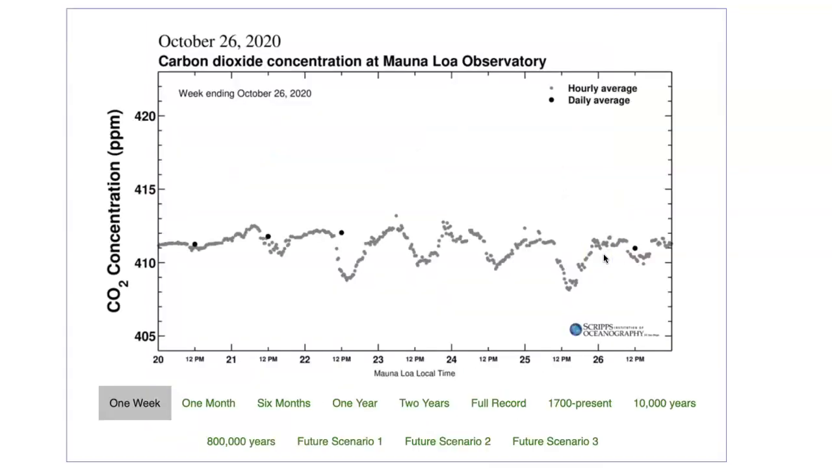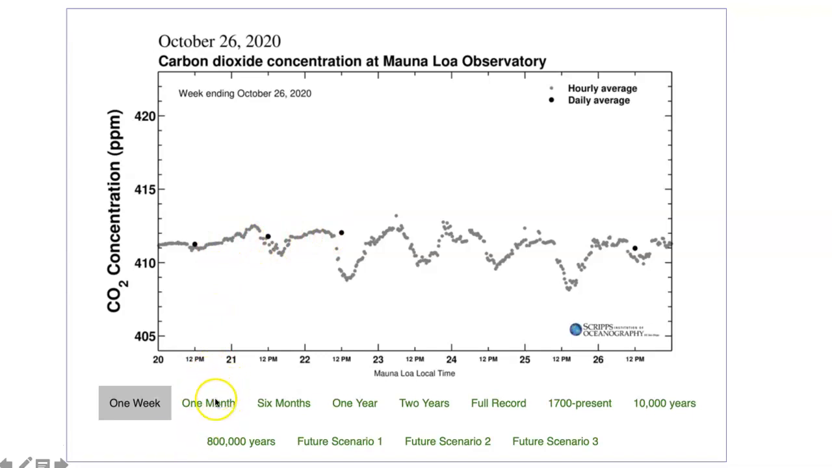Before I go on to the rest of this page, I want to show you something when you take a look at this data set. This is what you're going to see when you go look for the answer to what today's value is. You can already see it's going to be somewhere around 410 to 415. But if you notice at the bottom, you have all these other choices. So this is 1 week of data. The gray dots are hourly averages and the darker dots are daily averages.